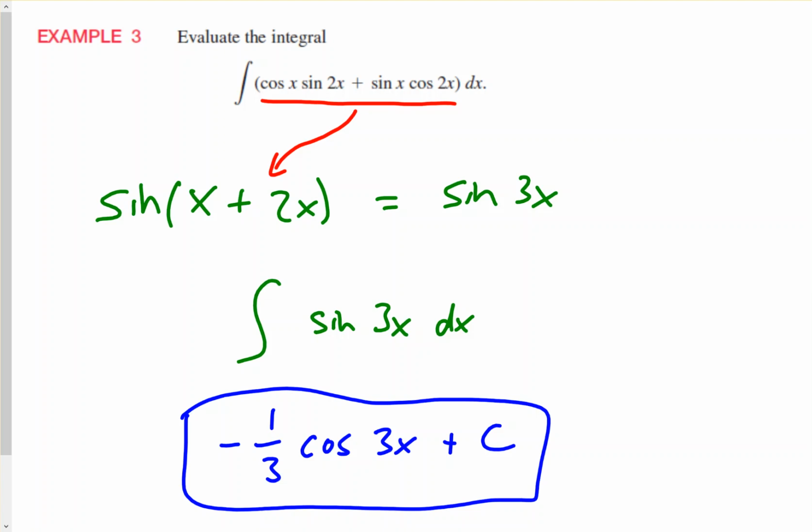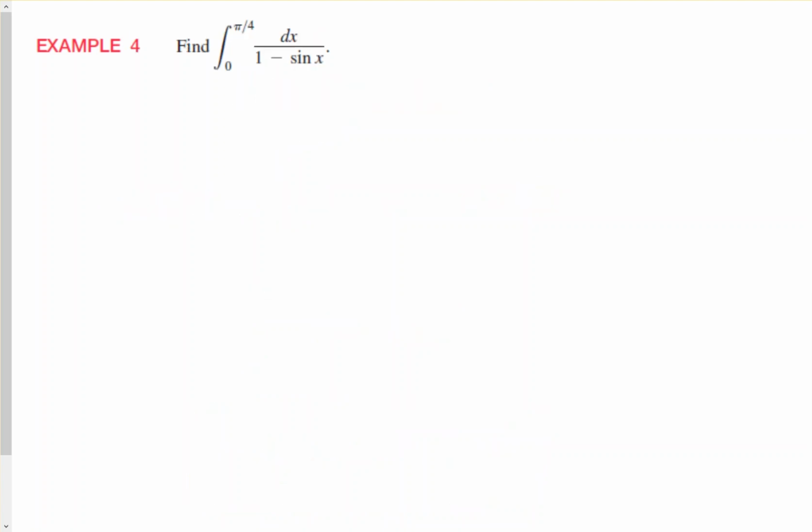Okay, let's take a look at our next example. We have a definite integral. Let's take a look at this one. A common technique we can use here is to multiply by the conjugate. We have a 1 minus sine x, so the conjugate would be 1 plus sine x. So right here at this step, we would multiply top and bottom by 1 plus sine x.